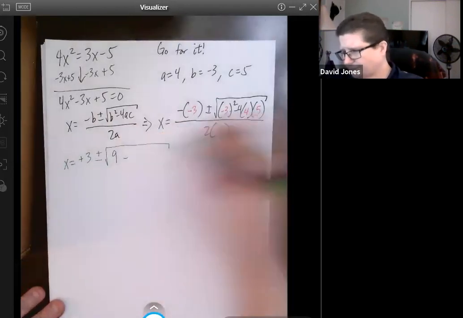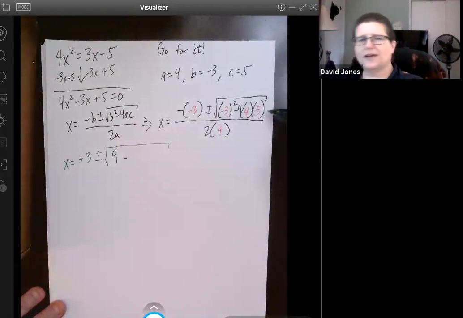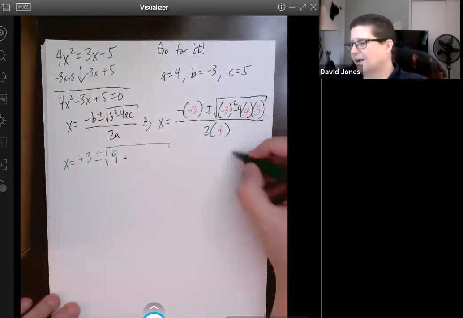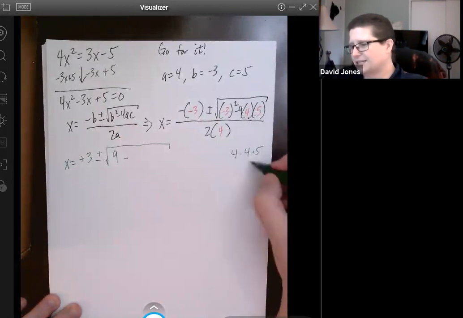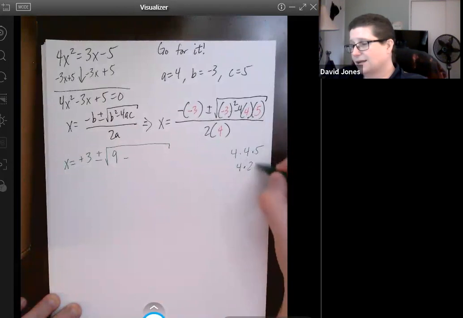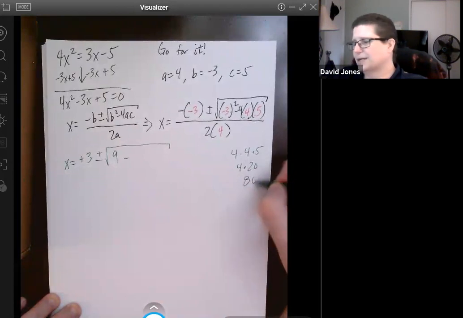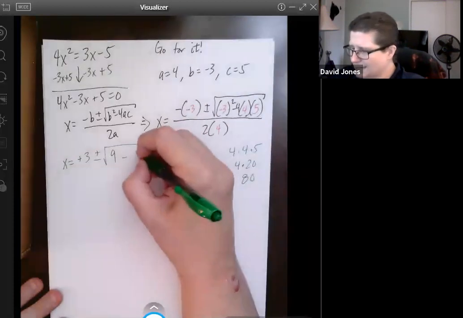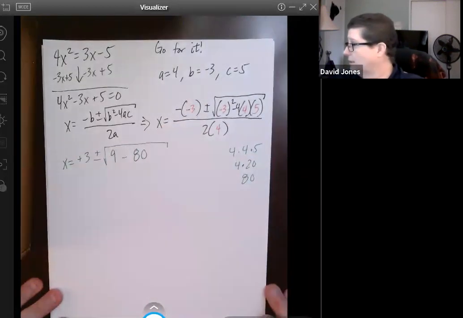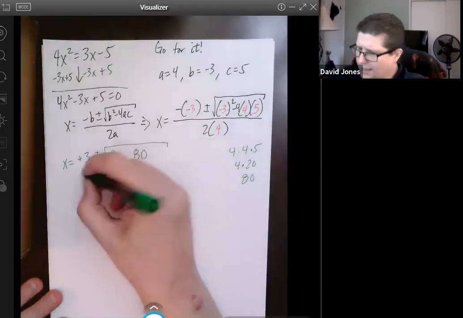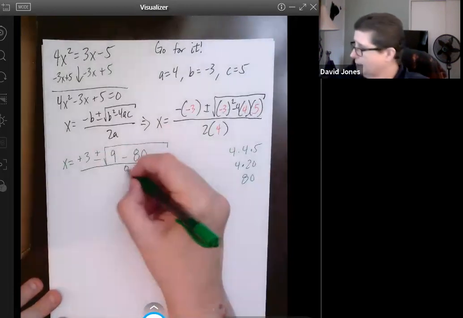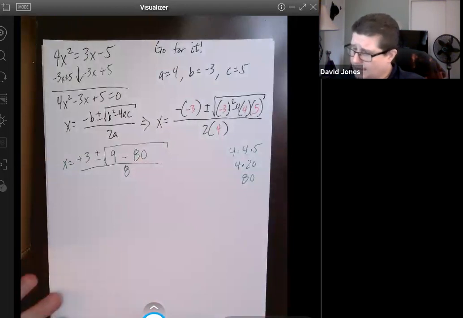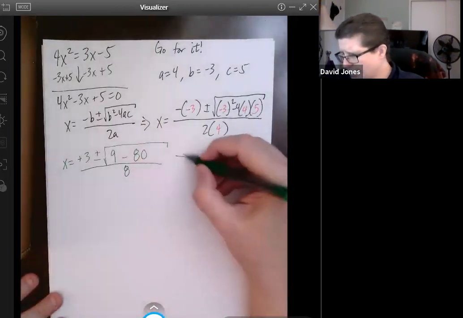And then 4 times 4 times 5. You might do 4 times 4 first, but check this out. I think it's easier to do the 4 times 5 first. It's 4 times 20, because 4 times 20 is 80. That's like having 4 $20 bills. That's easier than doing 16 times 5. So I'm going to have 9 minus 80 in there. The bottom is 2 times 4 is 8. And 9 minus 80 is -71.